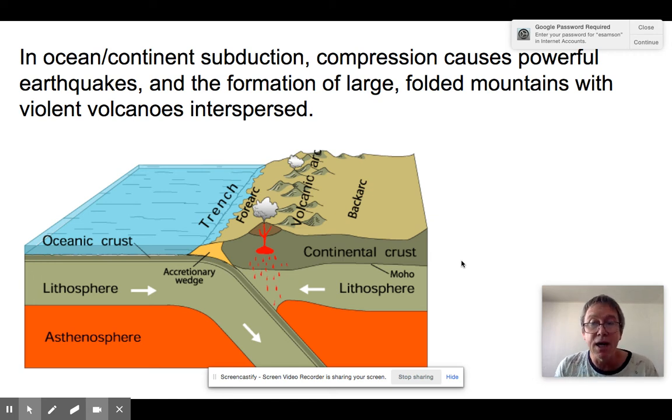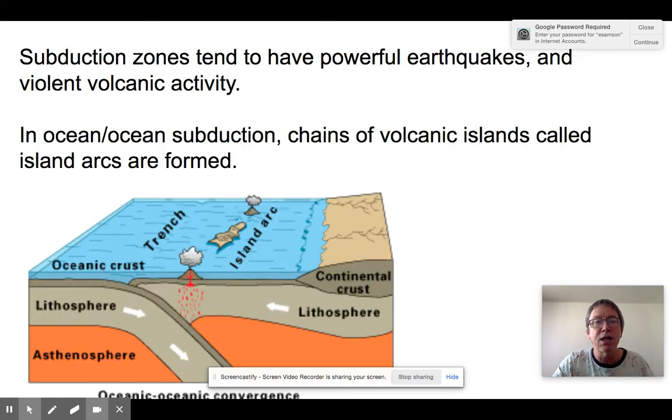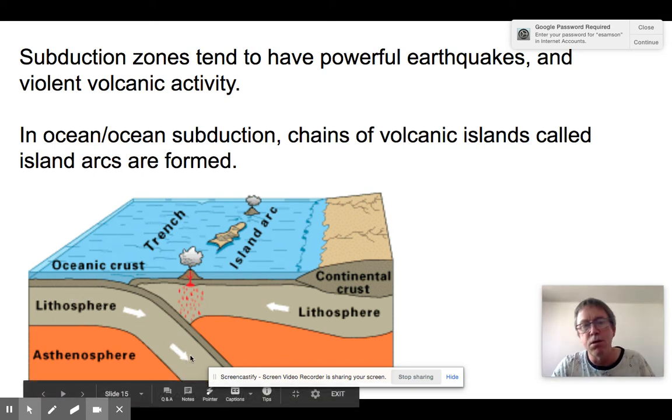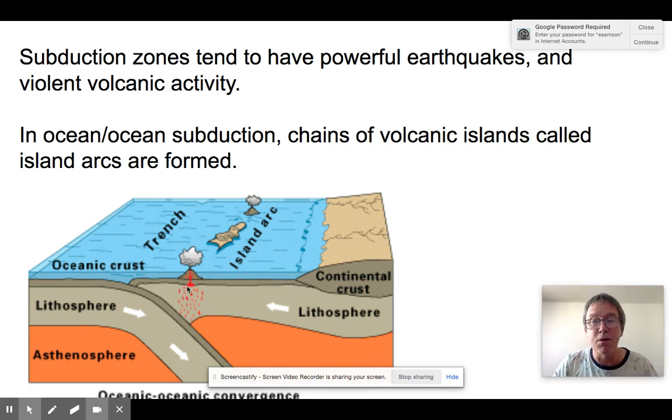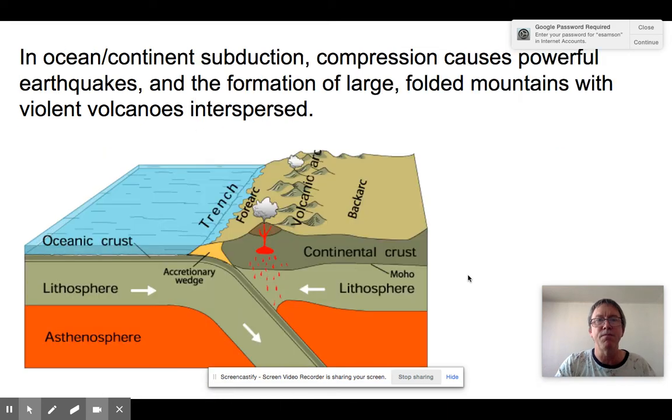Now, we have three different types of convergent plate boundaries. Remember, when we pull plates apart, that's a divergent boundary. When we push them together, that's called a convergent plate boundary. So one type of convergent plate boundary is ocean-ocean. In an ocean-ocean subduction zone, ocean material is pushed below more ocean material, and you get things like the Aleutian Islands that come off of Alaska. You get the Philippines. You get Japan. So these are what are known as island arcs associated with ocean-ocean subduction zones, which are convergent plate boundaries.